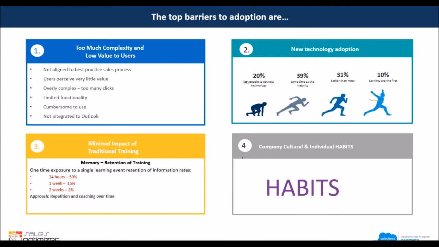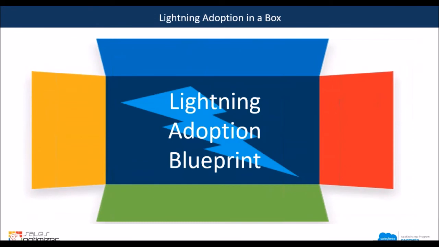So depending on your organization, this may or may not be easy to tackle, but it is one of those critical factors that we have to take into consideration and we have to manage. So lightning in a box, what's the blueprint for it? Well, essentially there's 4 components to a lightning adoption blueprint.